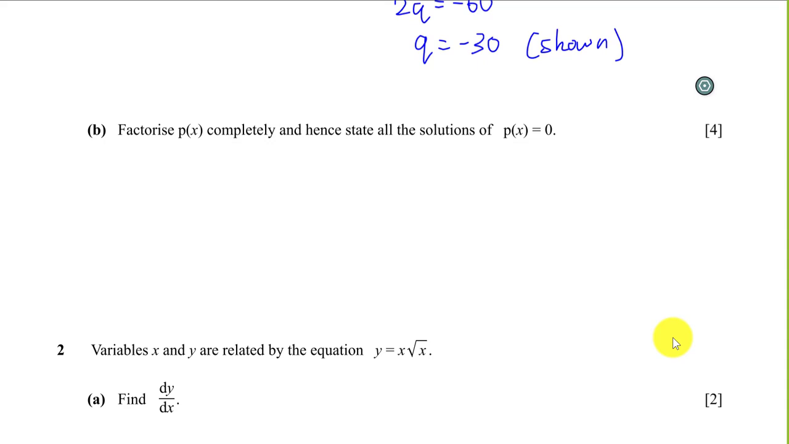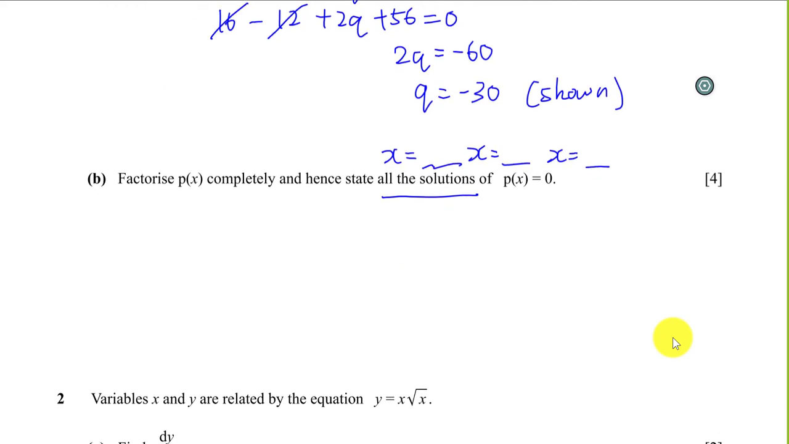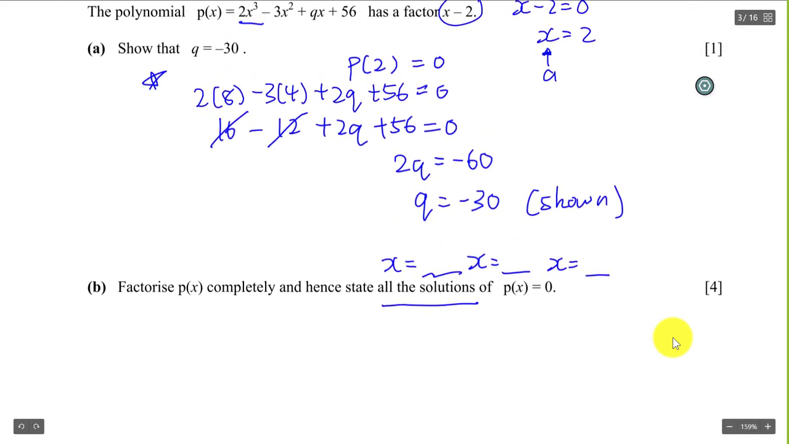Right, then factorize completely and hence state all the solutions for p(x) equals 0. So all the solutions here means what? They want to know all the x values. Because this one is x to the power of 3, when you solve it, normally you will get 3 different x answers. This is what they call all the solutions. So you need to find out all the x values. You can do long division, which I always do. There are other methods, but I find long division is the easiest one.